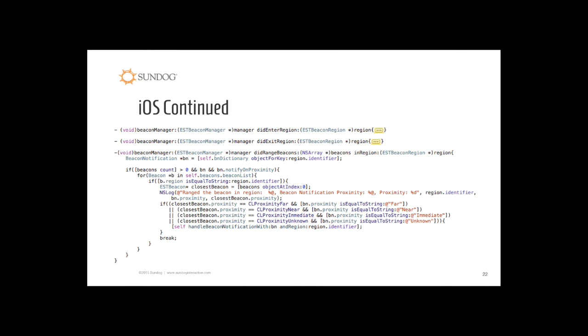So what this code's doing is just looping through the beacons that were ranged. If the beacon that was ranged is the one that we told it to start ranging for, it checks the proximity from the server that we got to be notified on a specific proximity against the actual proximity that the beacon is. And if it matches, it simply calls handle beacon notification. That could be anything. That's basically the code that you would have on your own to either show a notification or open a section in your app, or even just record that the user got to that location.